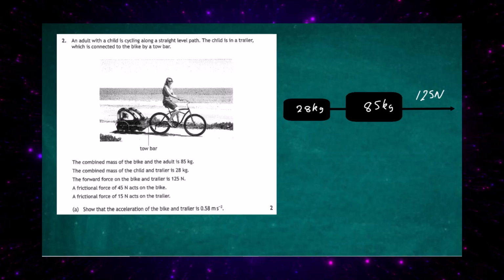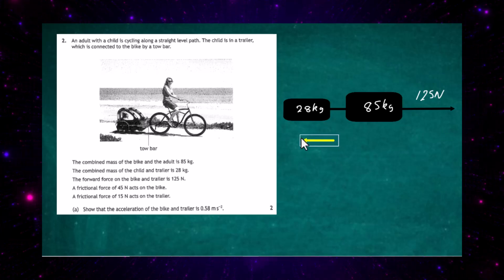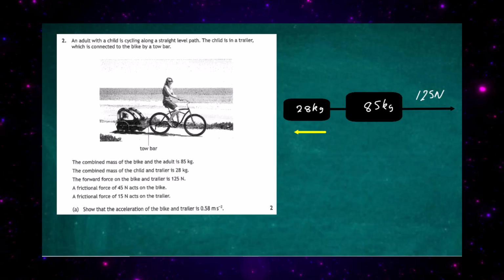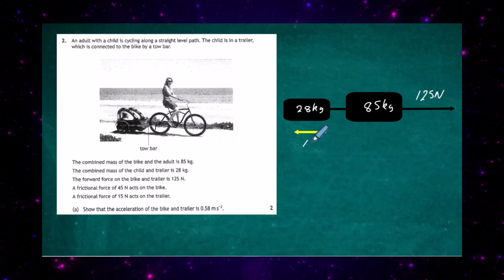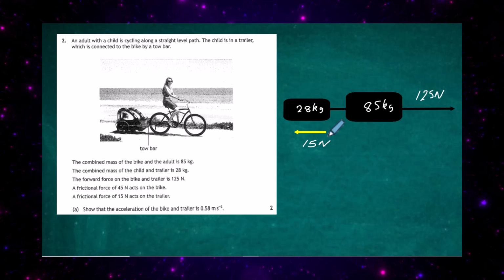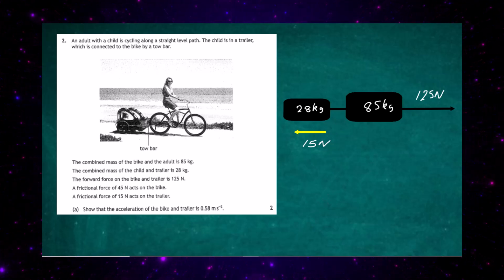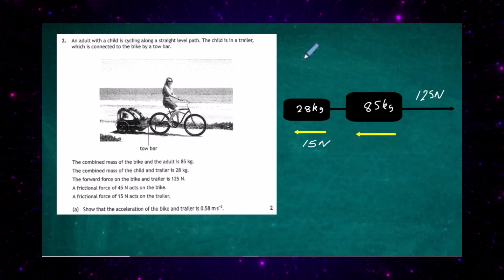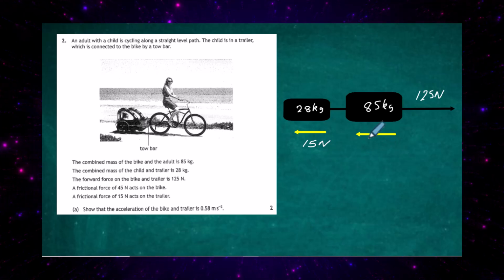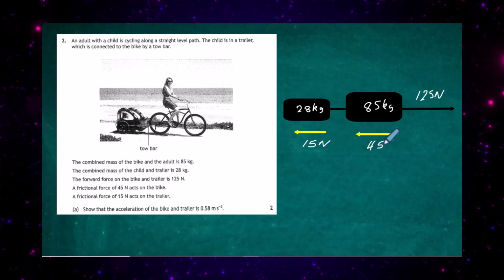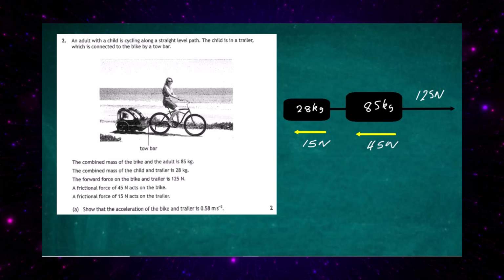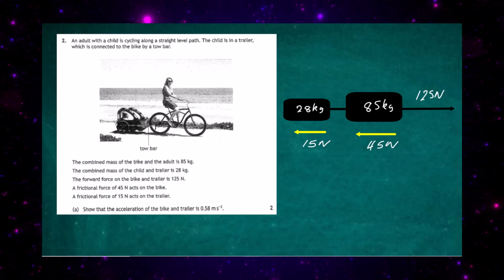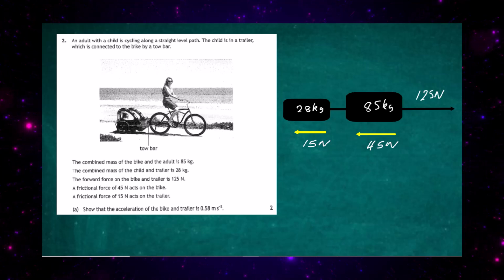But we've got frictional forces acting on the bike and trailer. This is the frictional force acting on the little trailer, and that's got a value of 15 newtons, so we can pencil it in as well. So we're building up a diagram of the forces and the mass on this system. The other frictional force is acting on the bike and the adult, and that's given a value of 45 newtons. So there's a picture there. Forward force 125 newtons acting on the 28 plus 85 kilogram system, and 2 forces of friction. So we have to show that the overall acceleration is 0.58 meters per second squared.